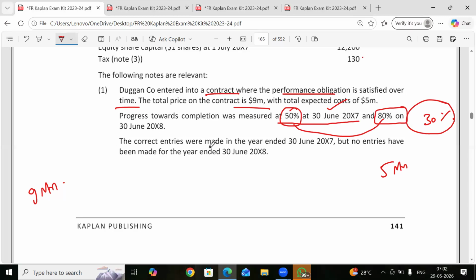The correct entries were made in the year ended 30th June 2007. So they already recorded 50% of the revenue for this contract. 50% of 9 million will be 4.5 million. They recorded that already. The correct entries were made in that year, but no entries have been made for the year ended 30th June 2008. For this year, the rest of the 30% they did not record, which we need to record. So actually, 80% of the work is done. That means 9 million, 80% will be how much?